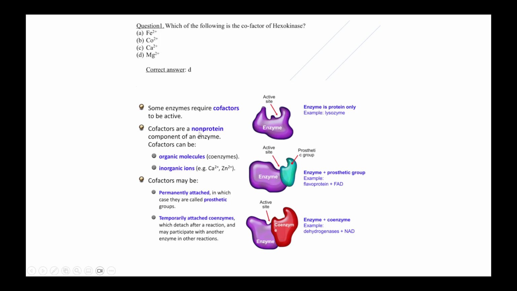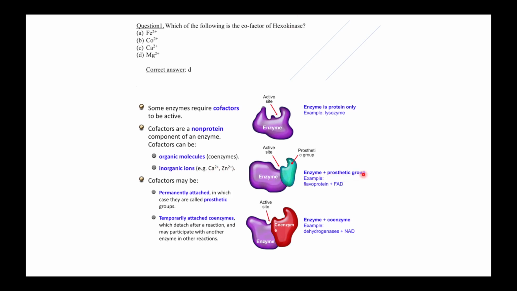But cofactors are a non-protein component of an enzyme, which can be organic molecules, called coenzymes, or certain inorganic ions, as we are seeing in this case, like Mg2+ getting added to hexokinase. This is an inorganic ion required by hexokinase to perform its function.